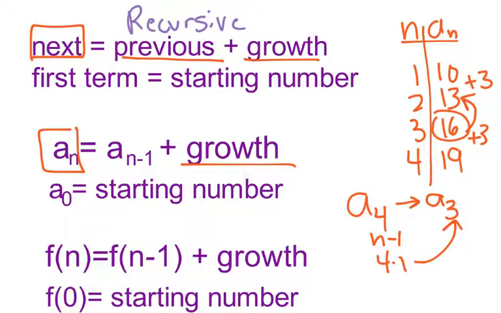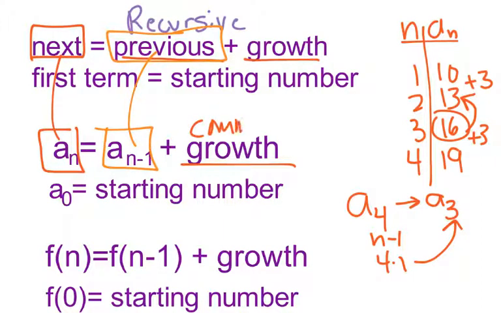Now, in order for this to work, we also need to have the first term. Previous is just represented by a sub n minus 1. Next is represented by a sub n. That growth, we call it a common difference or constant difference. I like to call it growth.